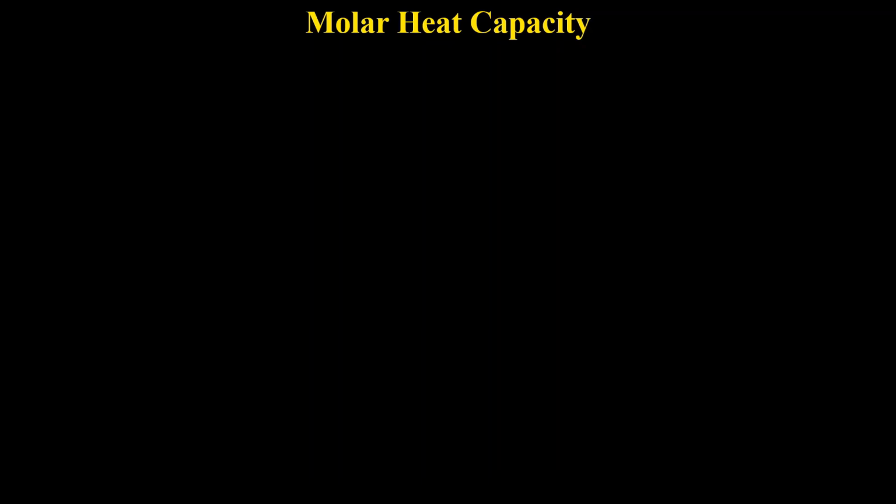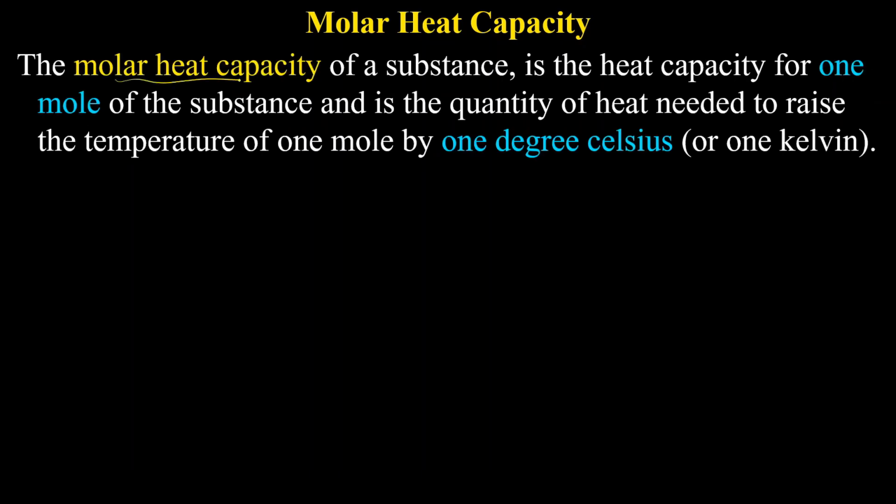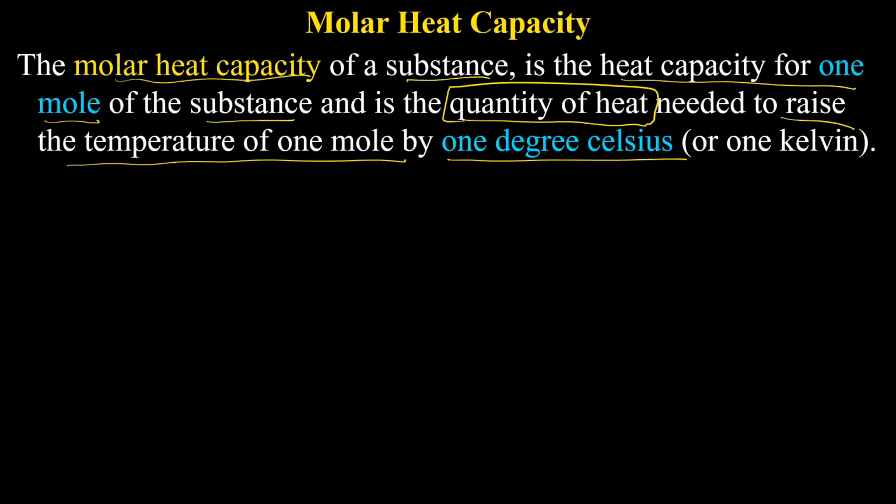Now we talk about molar heat capacity. As the name suggests, now it is not of the entire amount. It is exactly of 1 mole. So it will be constant for a material. For a material, molar heat capacity will be constant because in 1 mole there will be a specific amount of that material. So molar heat capacity of a substance is the heat capacity for 1 mole of the substance and is the quantity of heat needed to raise the temperature of 1 mole by 1 degree Celsius.